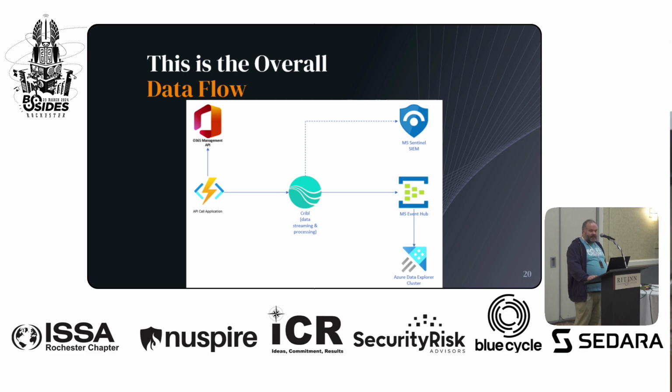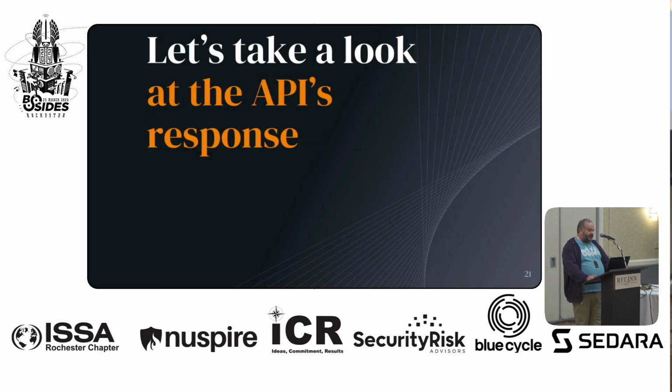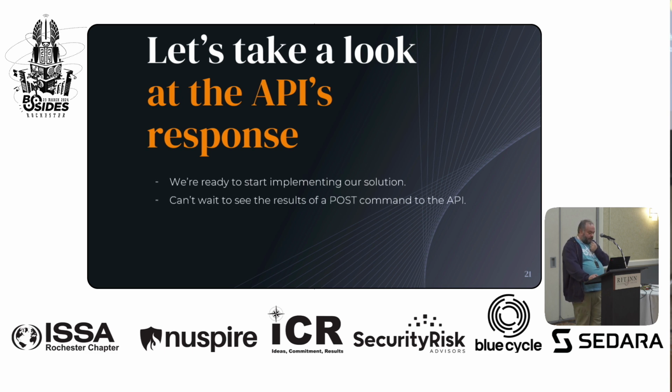Okay, so we have a rough idea of what we're going to do. We've kind of planned out our map of what this project is going to look like. So let's take a look at what the API responds with. We're ready to start implementing. We can't wait to see the results of a post command to the API. We've cracked it, haven't we? Right? We've got our solution. We're going to get these logs, and we're going to get them in without E5 licensing. This is going to be so simple.